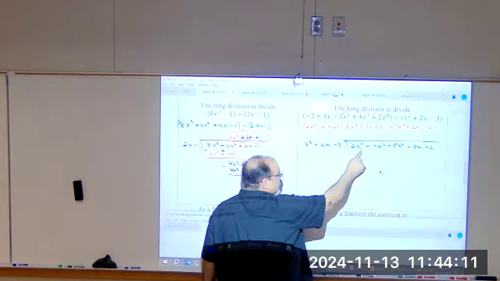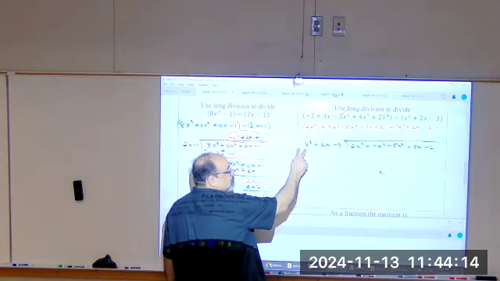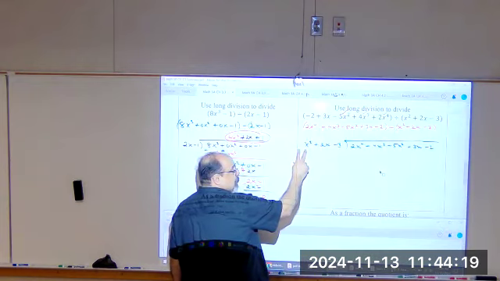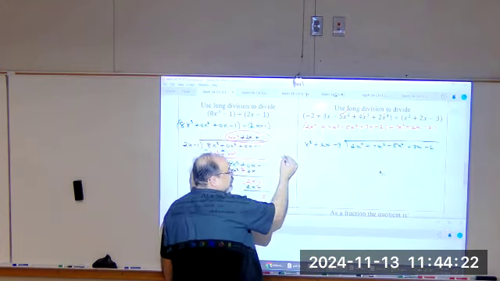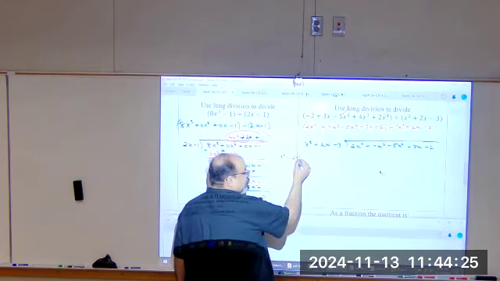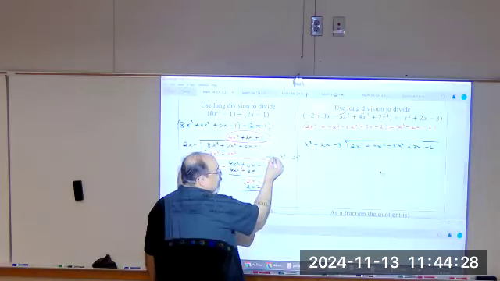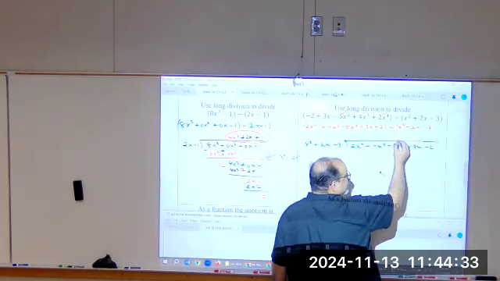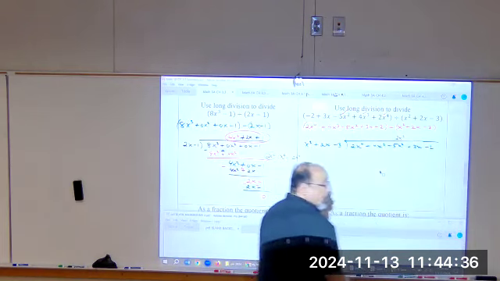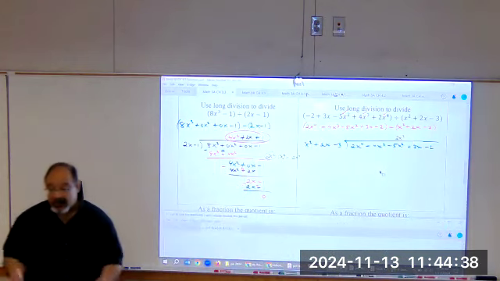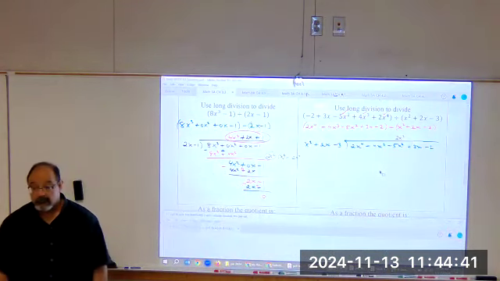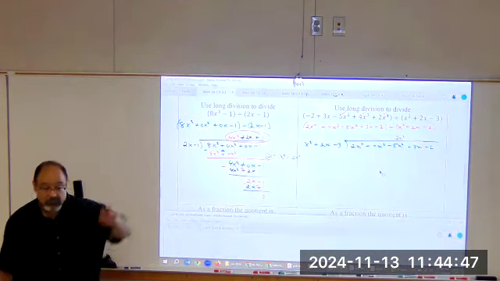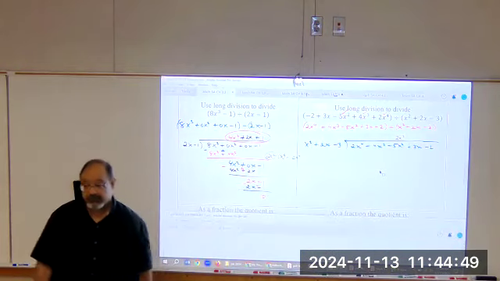X squared, I want x to the 4. So I'm going to multiply this by what? I need a 2 and a 1. A 2x squared. To make this x squared into a 2x to the 4, I'm going to have to multiply by a 2x squared. So it needs to be here above the x squareds. I'm starting at the x squareds, which means I only have two place values left to go. I'm not going to go to the right. I'm not going to go to the x to the thirds. I'm going to go to the left, x to the first, and a constant.